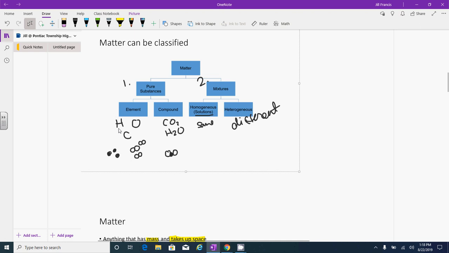I wrote a couple different elements here: hydrogen, oxygen, and carbon. I drew carbon here. You can see every atom is the same. I also drew some hydrogen gas here, and again you can see every atom is exactly the same. Compounds would be CO2, H2O, and you can see here that there's two atoms bonded together, but they're each different from each other. Mixtures then are two different types: homogeneous, which are also called solutions. These are the same throughout, and then there's a heterogeneous mixture, which is different throughout.